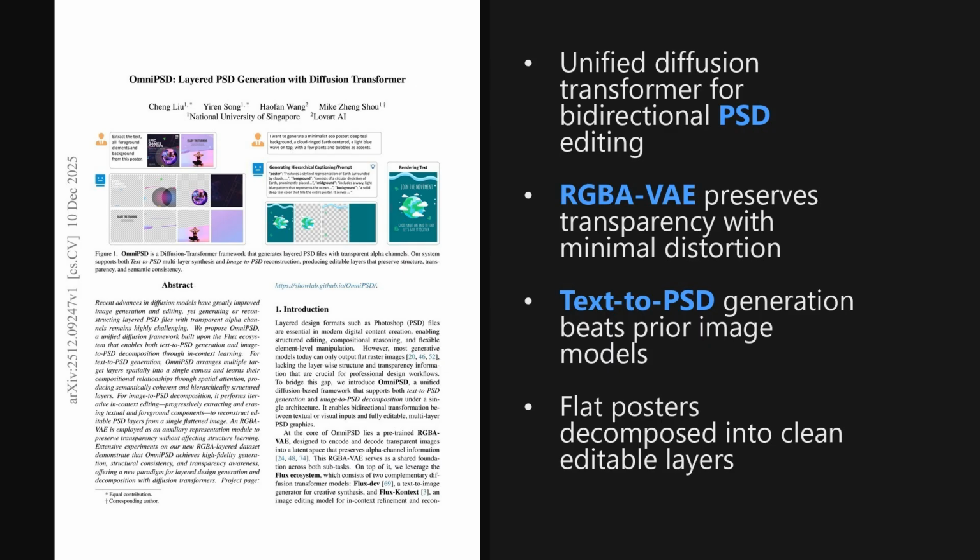Alright, wrapping up, 2 takeaways stand out. This work shows that diffusion transformers can natively reason about layers and transparency, and it proves you can go both ways, from text or flat images to fully editable design files. That points toward much tighter collaboration between generative models and professional design tools.